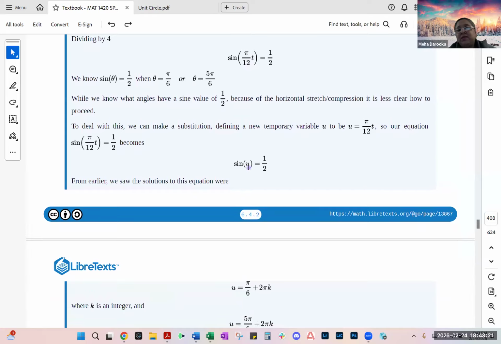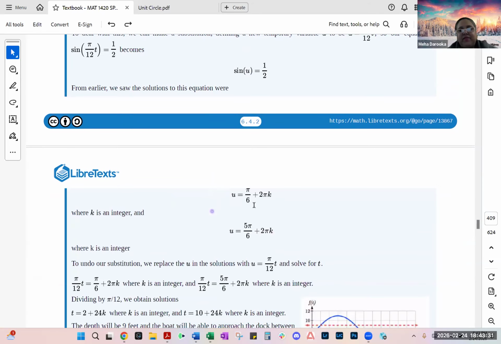Now, if you wanted to skip the u substitution part, you could. I just find that it makes it easier because then we're not looking at too many of these fractions and pi's and values of that sort. So we know it's going to be pi over 6 plus the 2 pi k, and 5 pi over 6 plus the 2 pi k, where our sine function is going to be equal to 1/2.